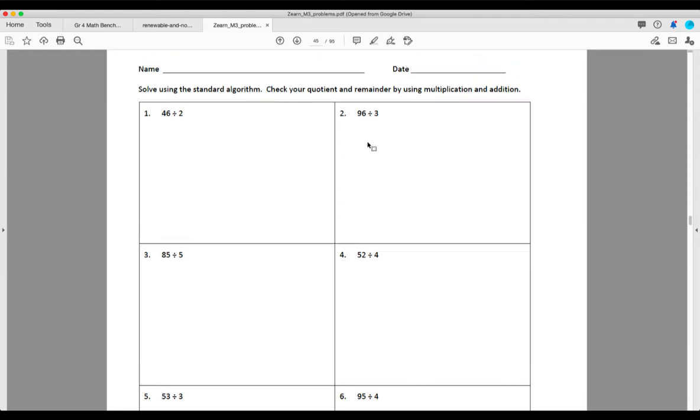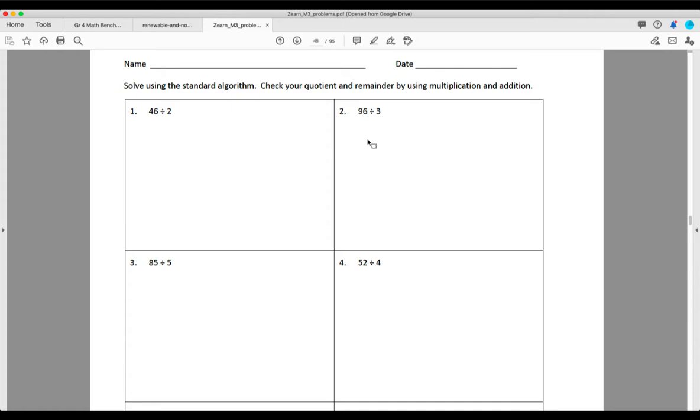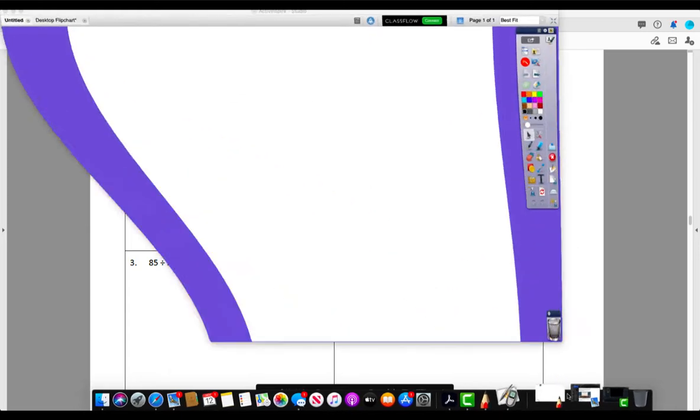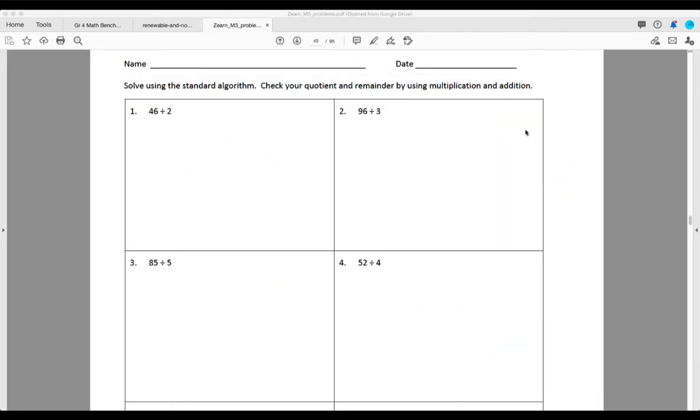So the first thing I'm going to do is change these directions a little bit. The directions say solve using the standard algorithm of division. I haven't taught you the standard algorithm of division yet. I'm going to, just not yet. I really want you to know these area models first. And then we can practice the standard algorithm probably next week, probably Monday.